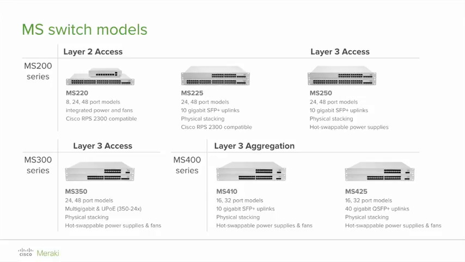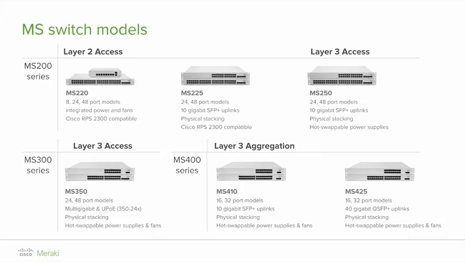The MS225, which is considered a Layer 2.5 because of its ability to do static routing, comes with 10 gigabit SFP+ uplinks, and also has 2 stacking interfaces with up to 80 gigabits of stacking bandwidth. Moving to Layer 3 with the MS250, very similar to the MS225, however, it also has the ability to do dynamic routing and has hot swappable power supplies.